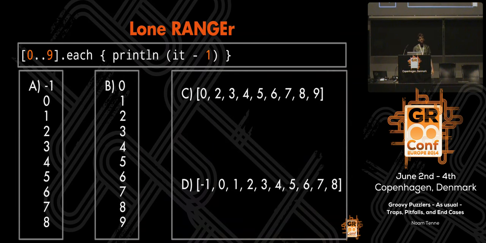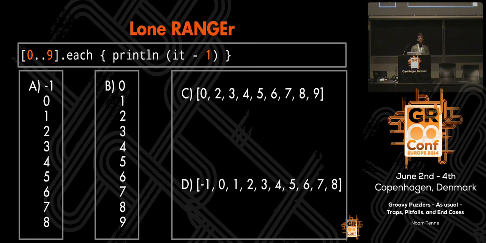I might print every line where it's decreased by one. I might print every line where it's just the normal value because we're all weird. Maybe I'll print a list of numbers. This is tricky. I like that one.